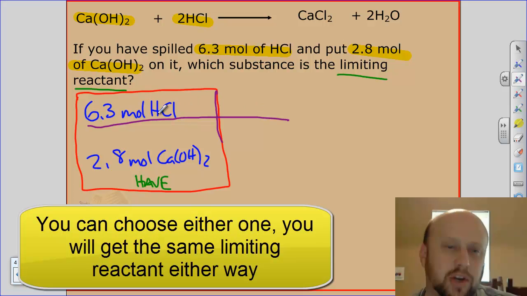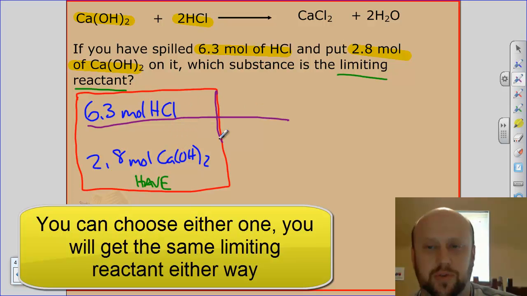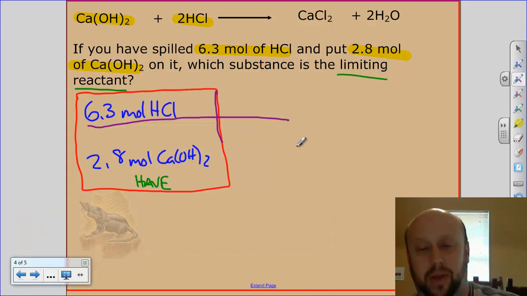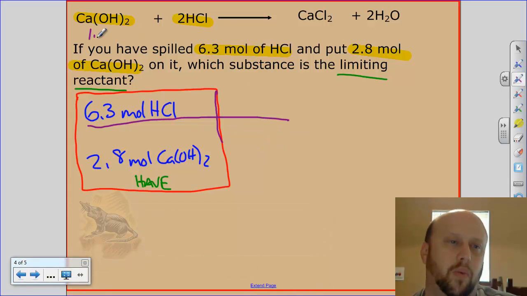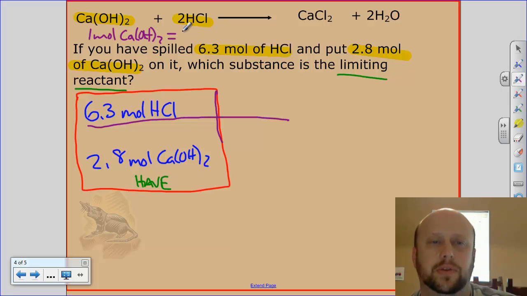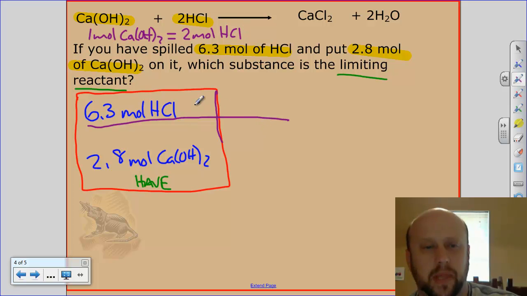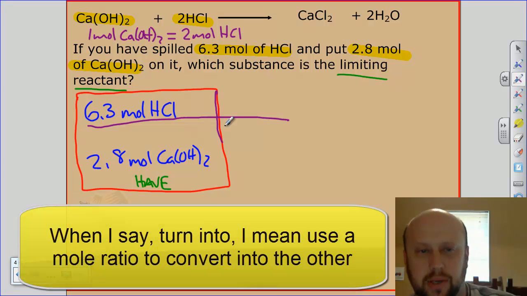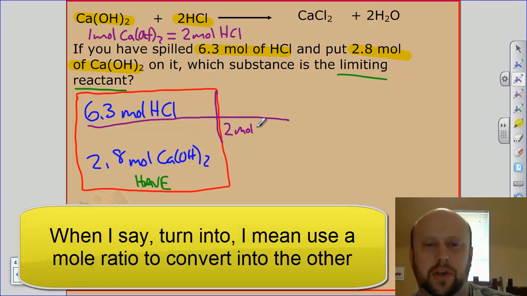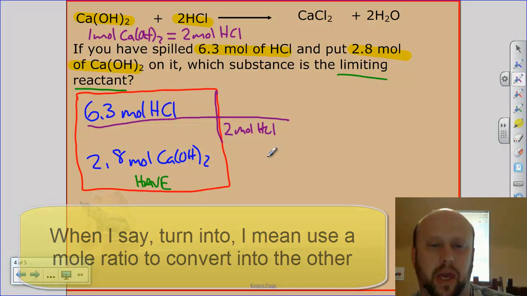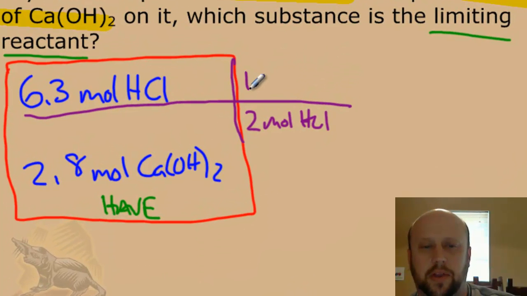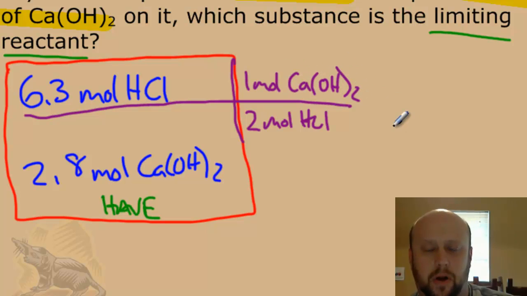And I'm going to use the mole ratio between these two things to determine which one is limiting. I'm going to turn it into the other one. Okay, how does that work? Well, what is the mole ratio? I've got 1 mole of calcium hydroxide equals 2 moles of hydrochloric acid, right? And so I want to turn hydrochloric acid into calcium hydroxide. So I'm going to put 2 moles of HCl on the bottom. That'll cancel out moles of HCl. And on the top is going to go 1 mole of calcium hydroxide.